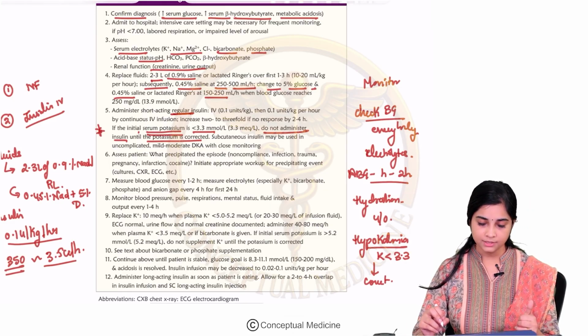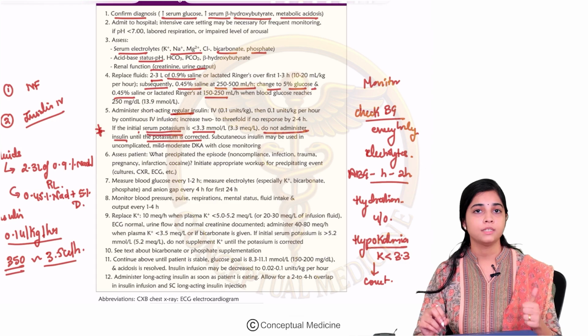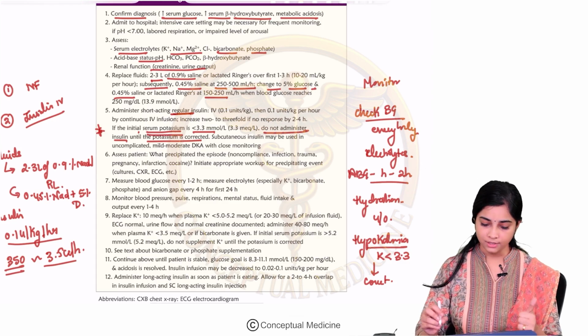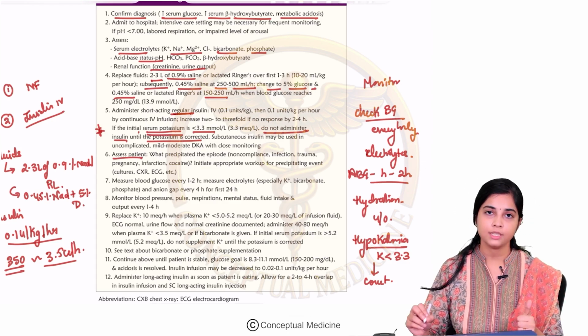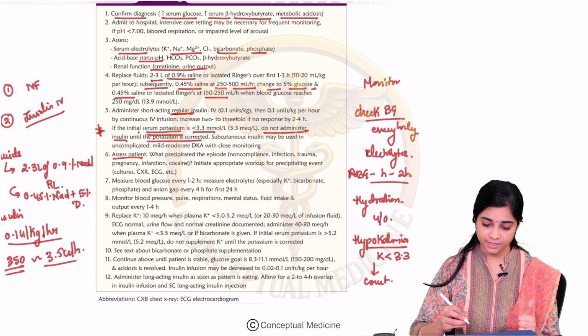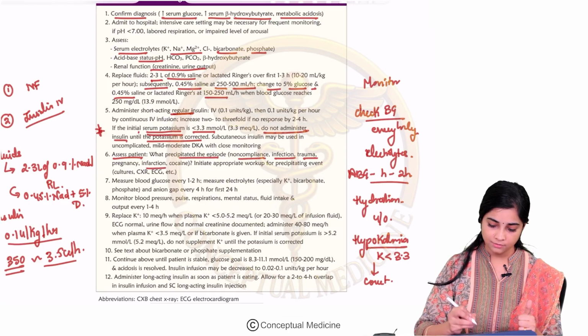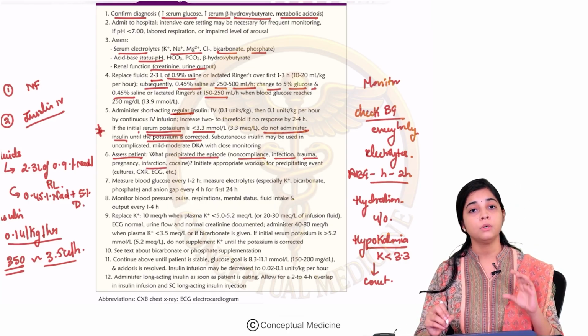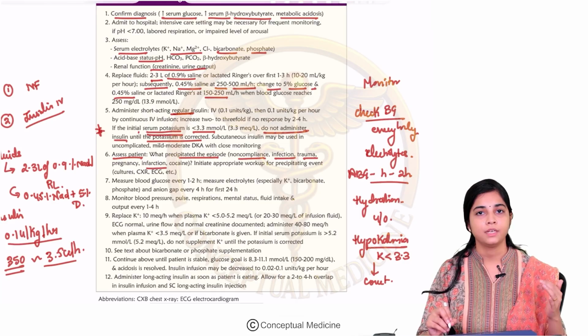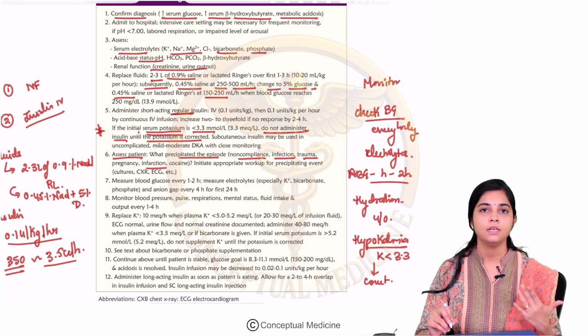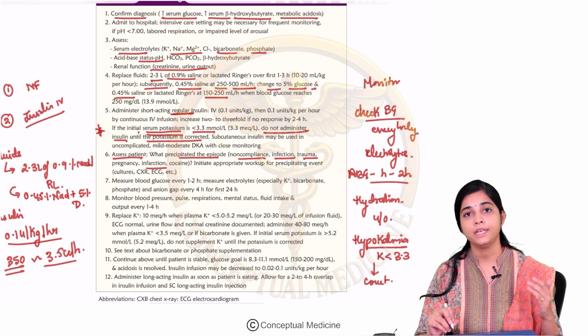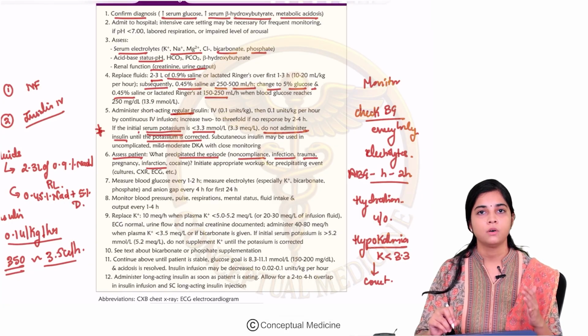After this you see what is the cause that precipitated your DKA. You assess the patient. Was it non-compliance, infection, trauma, infarction? And you will have to run a set of investigations. Get an ECG, a CBC, a chest X-ray, cultures, and take a good history whether they missed a dose of insulin.